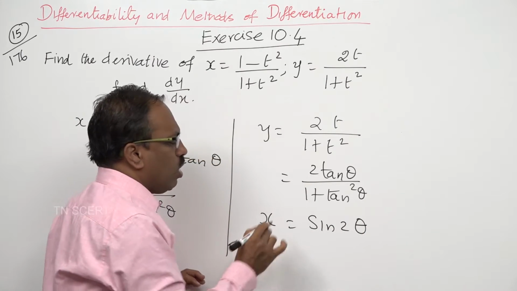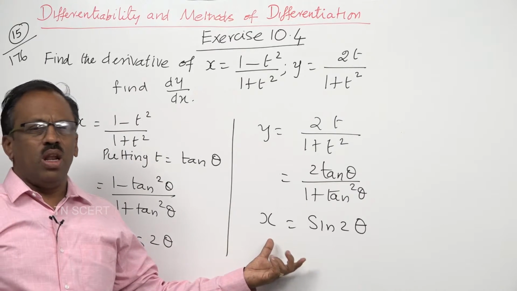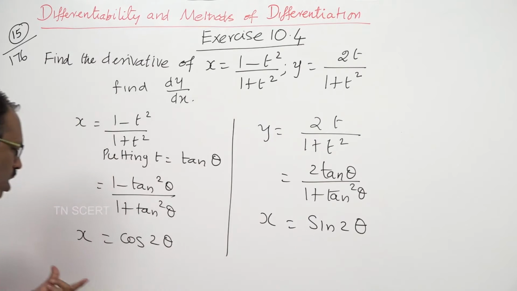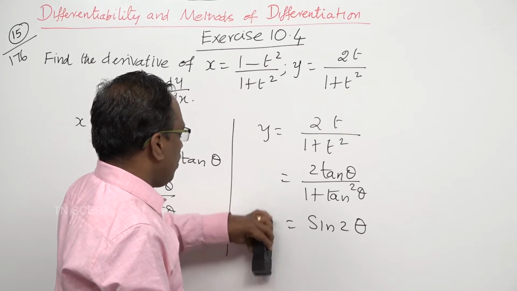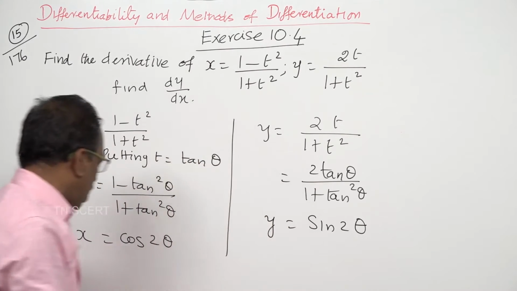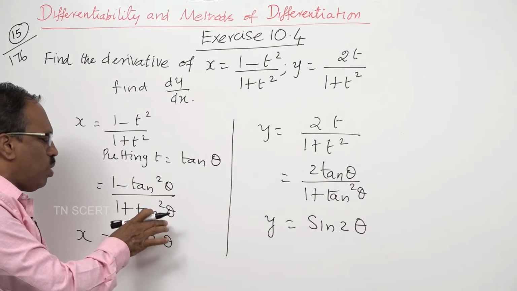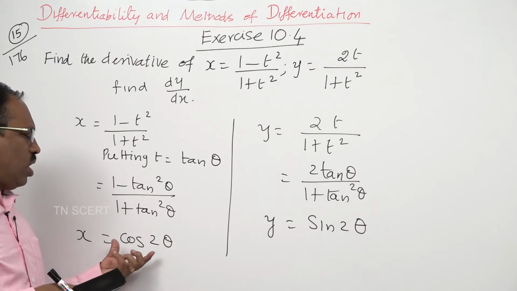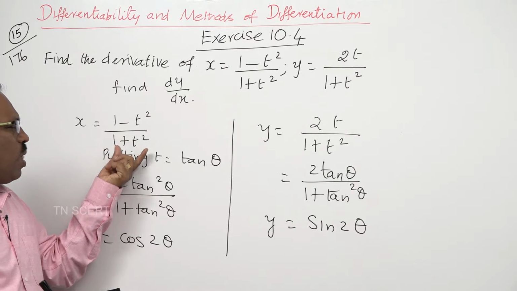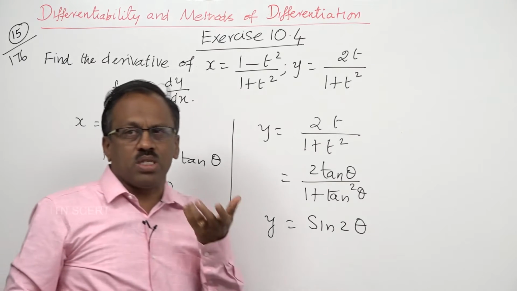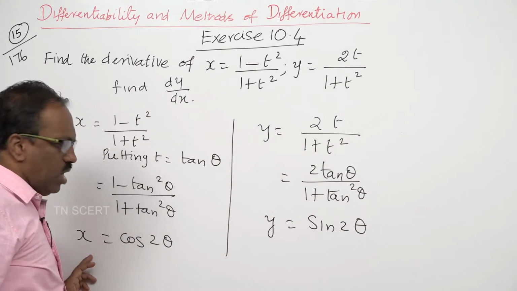Sin 2 theta, now it is very clear. Such a big function, make it simple. Here this is y and this is x. X is cos 2 theta, because 1 minus tan square by 1 plus tan square, in reverse order we will go. Cos 2 theta is 1 minus t square by 1 plus t square. By seeing itself, your intuition must say tan theta to be applied for t. So, obviously, you will get the answer for x.